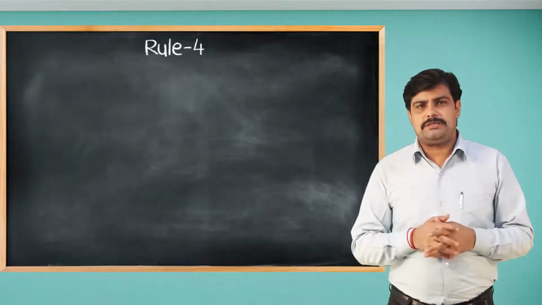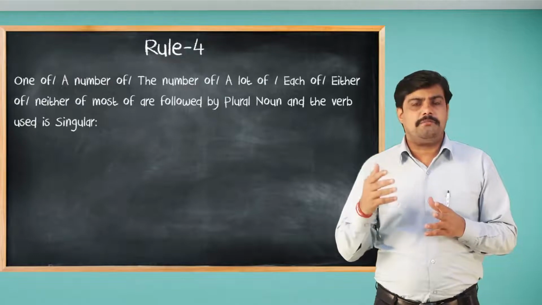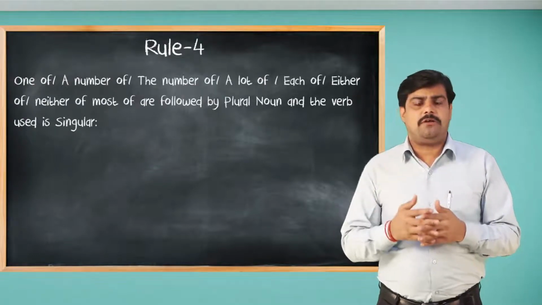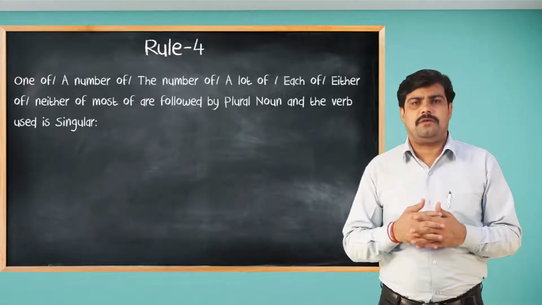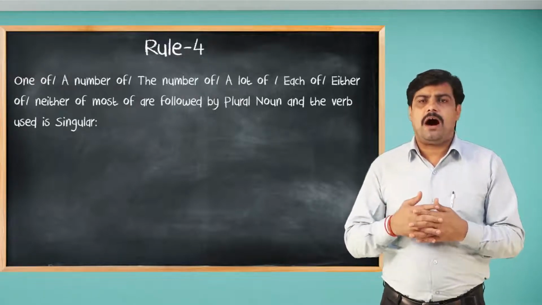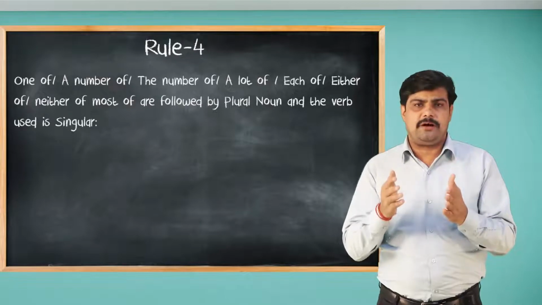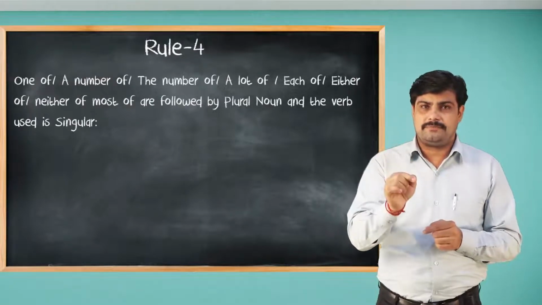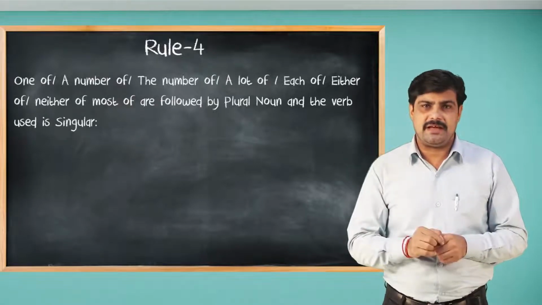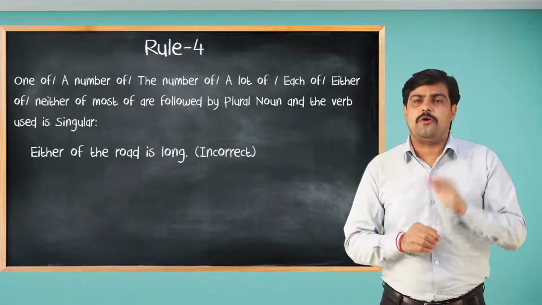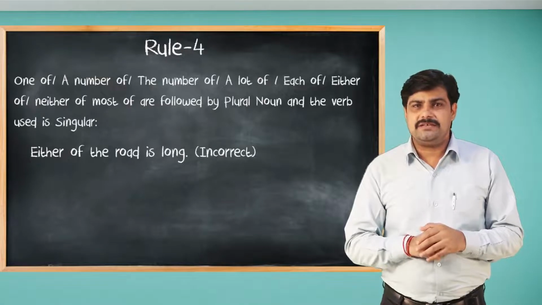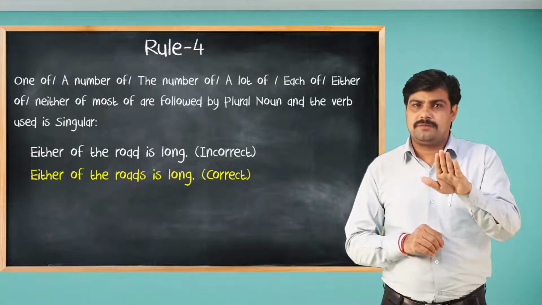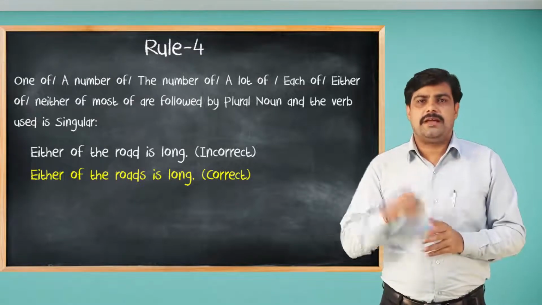Rule number 4: one of, a number of, the number of, a lot of, each of, either of, neither of, most of are followed by a plural noun, and the verb used is always singular. Let's see some of the sentences here. Either of the road is long. Is this sentence right? Either of is followed by a plural noun. Either of the roads is long.